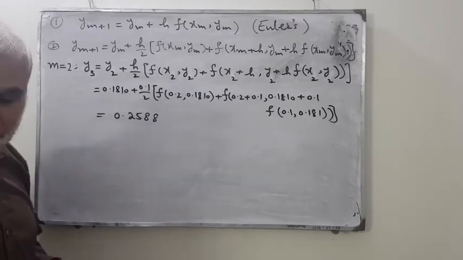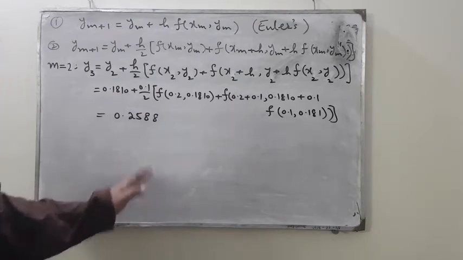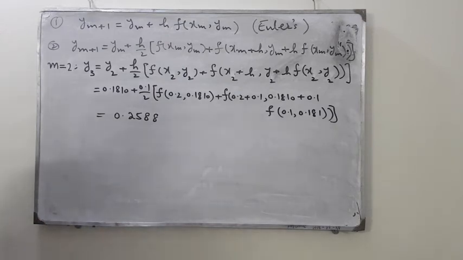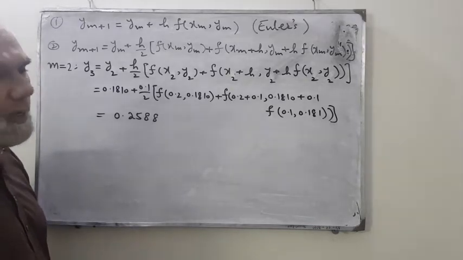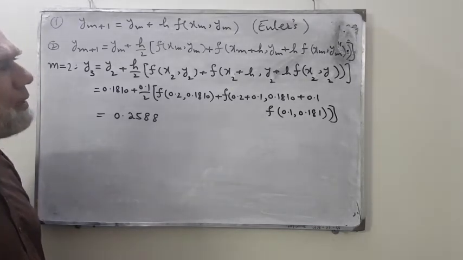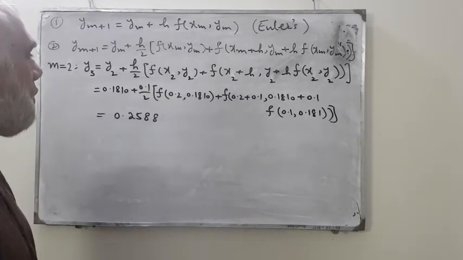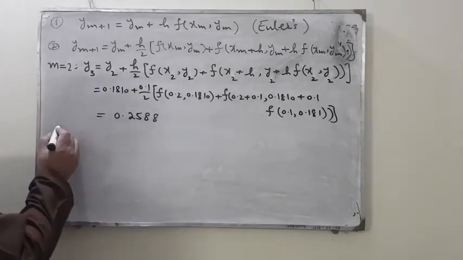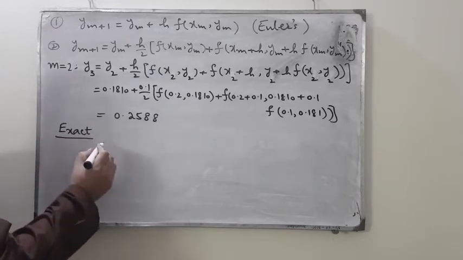We got y1, y2 and y3 so far, and now we have the corresponding values. After finding these values for the two methods, the Euler's and improved Euler's method, now we want to see which method is giving us the better answer. So in order to do this, we'll be taking help from the exact solution of the differential equation which we have for this particular case.